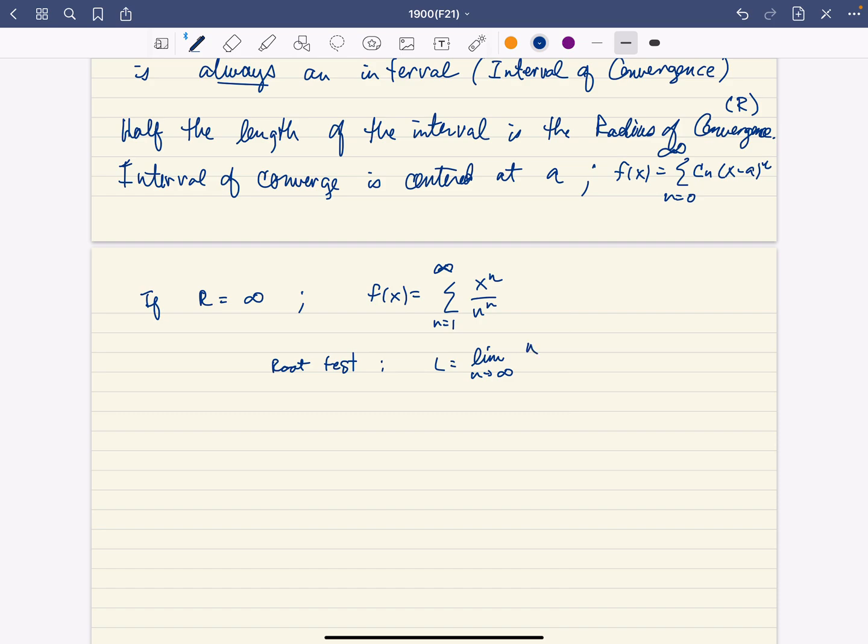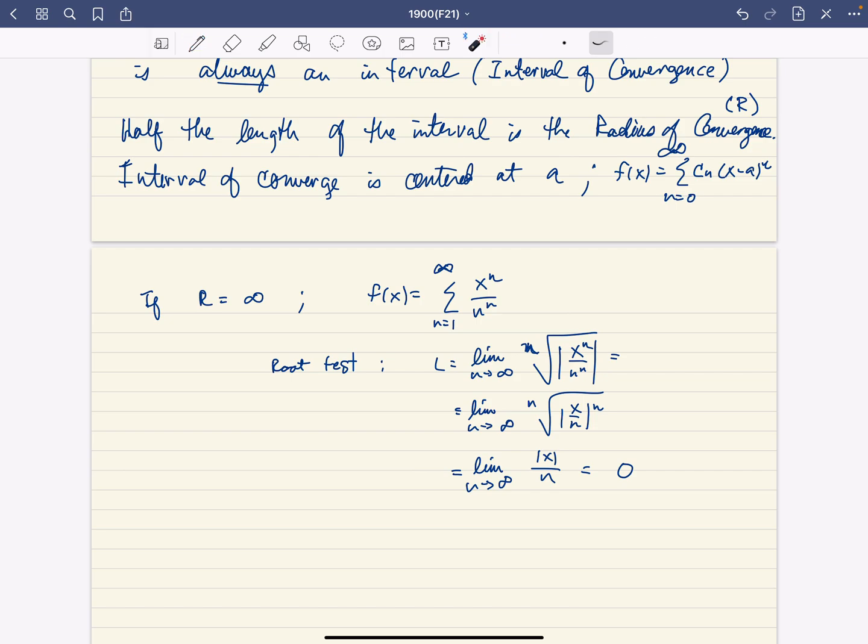So we're going to take the nth root of the absolute value of x to the n over n to the n. And this is going to be the limit as n goes to infinity of the nth root, we're going to bring the absolute value inside. So this is the nth root of the absolute value of x over n to the n, which is really just the limit as n goes to infinity of the absolute value of x over n. And no matter what x is, that limit's going to be 0.